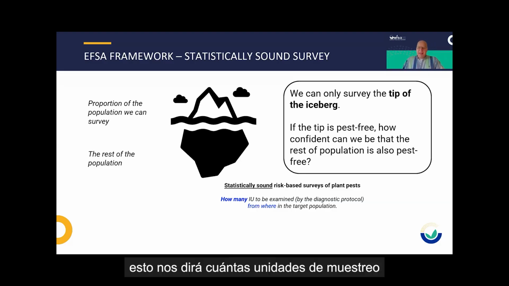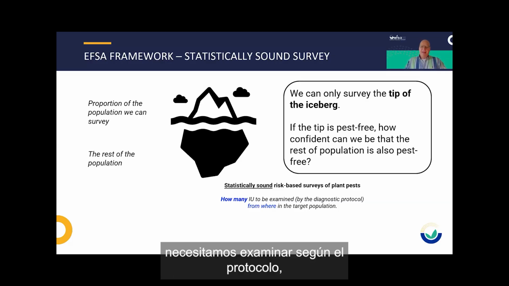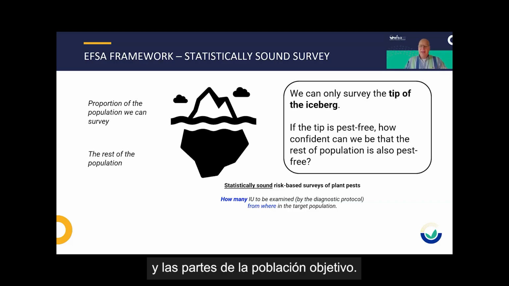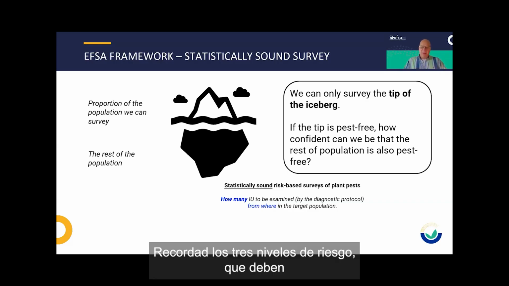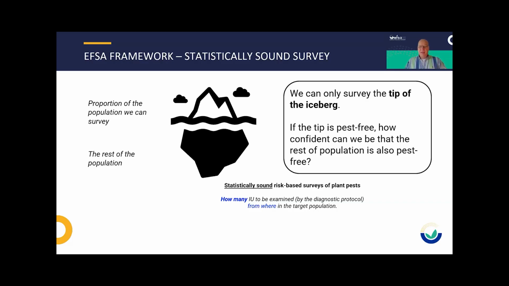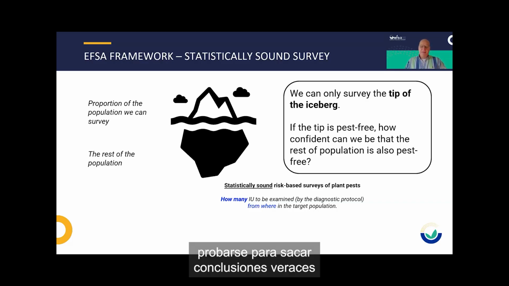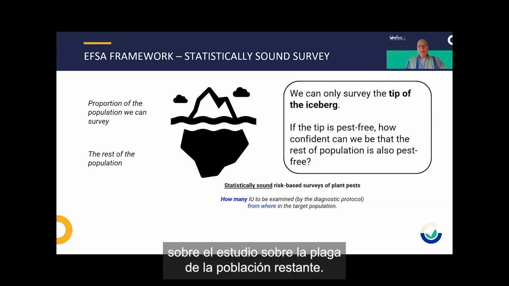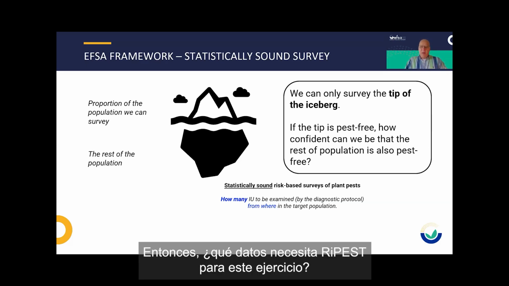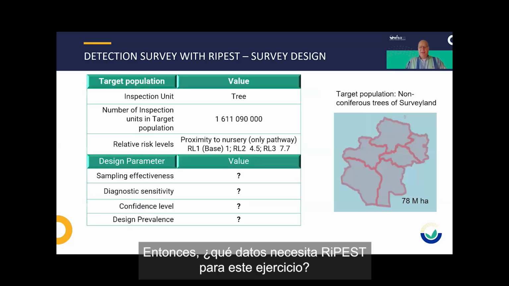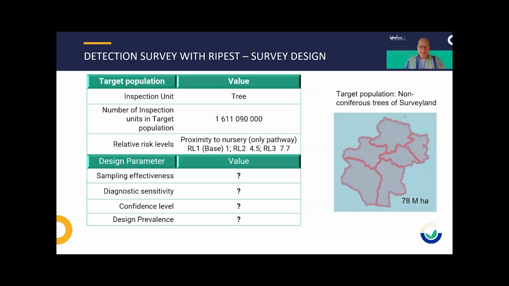At the end, we will be told how many inspection units we have to examine by the protocol, and from where in the target population, remember the 3 risk levels in our situation, they have to be taken, so that we can probably conclude from the survey conclusion to the status in the rest of the population. Okay, so what data RIPEST needs for this exercise?